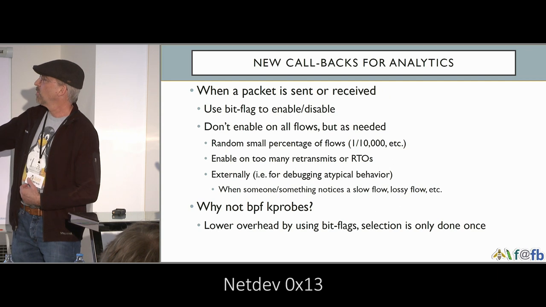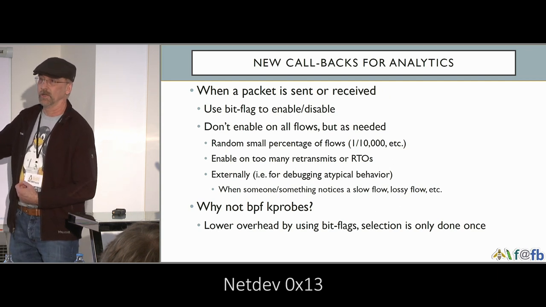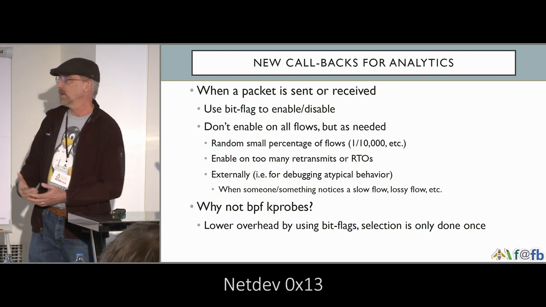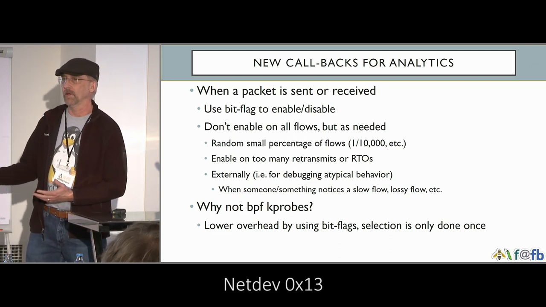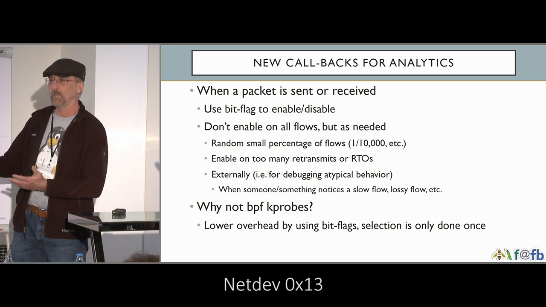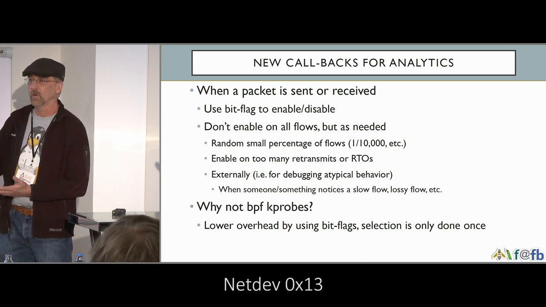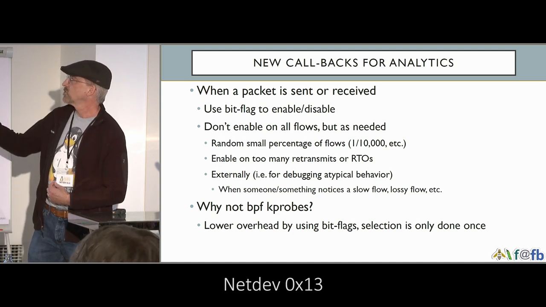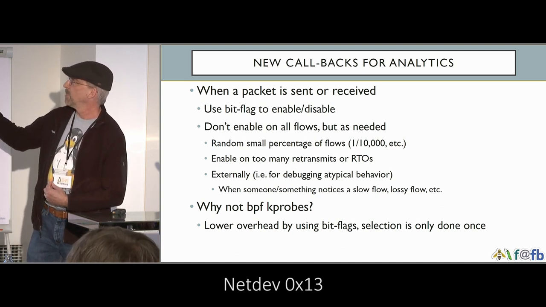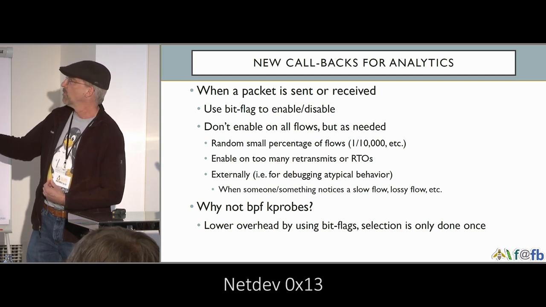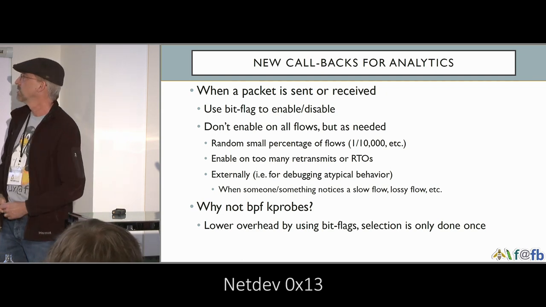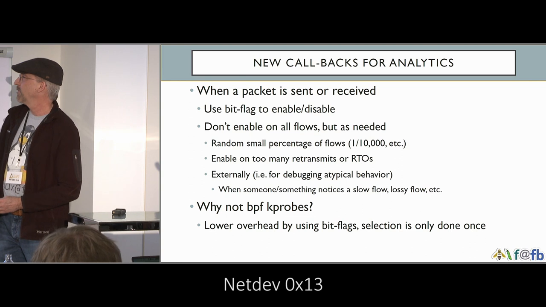Or also, you know, another way would be to trigger it externally. And this is something that we do not support right now, but we want to add, so that we could know that one flow is behaving atypically. Something's wrong, the rate is very low. We don't know why. You know, we can do some pcap captures. We could also turn on the bit so that we can capture per packet and look at more information when we know that this flow is behaving abnormally.